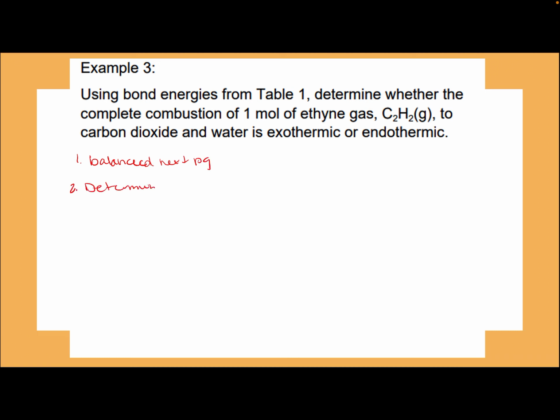Step 2 is determine bonding. So we have HC, which is a triple bond of CH, because it's C2H2. Then for our O2, this is a double bond. For our H2O, single bond, and then for our CO2, it's a double bond.